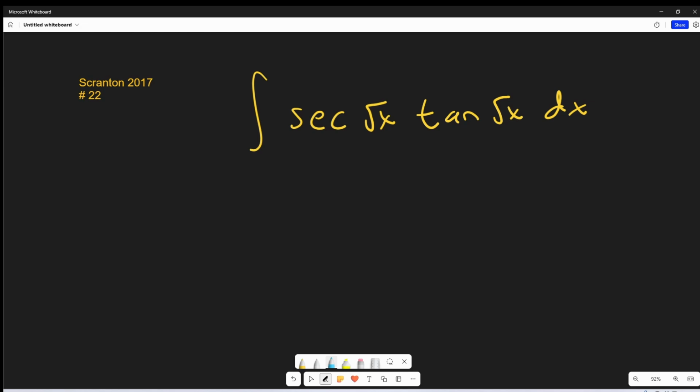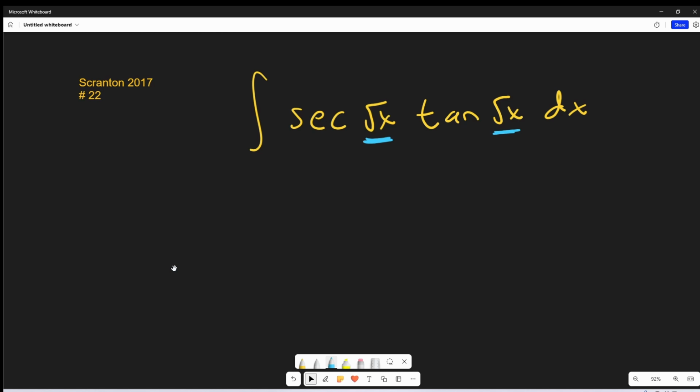Hey, we have here today another integral from the Scranton integration bee 2017. This was problem number 22. We have the integral of secant squared of the square root of x times tan of the square root of x dx. This doesn't look too bad, because we know that the integral of just secant x tan x would be secant x. And so having those square roots there is going to make it a little more complicated.